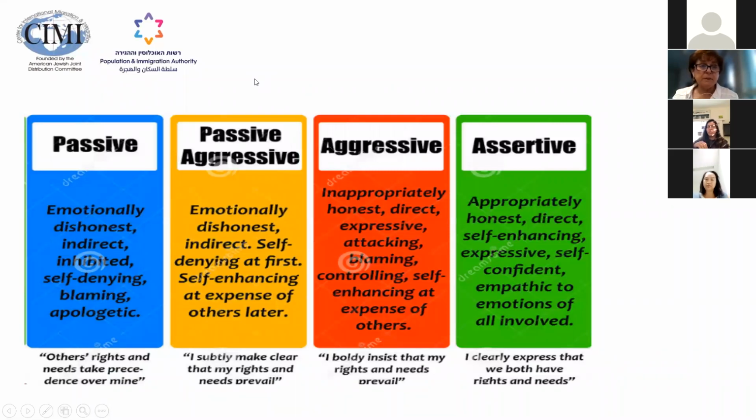So let's sum it up. Passive communication style: emotionally dishonest, indirect, inhibited, self-denying, blaming, and apologetic. Passive-aggressive communication style involves emotionally being dishonest and indirect, self-denying at first, but self-enhancing at the expense of others later.